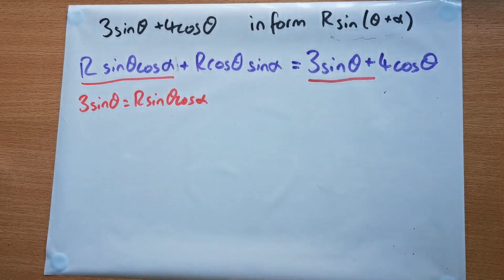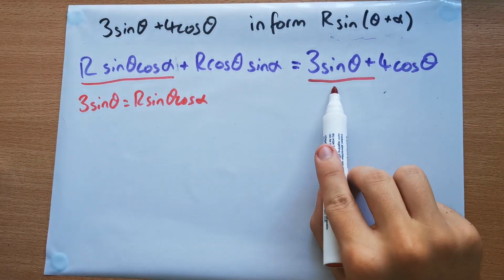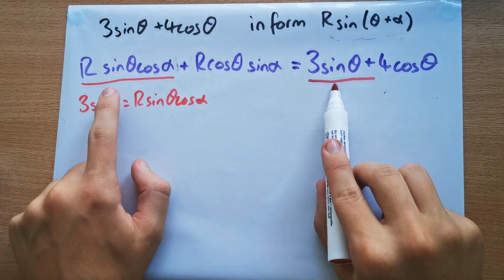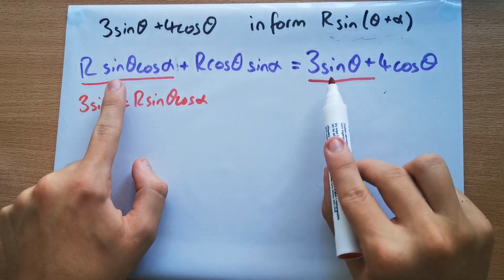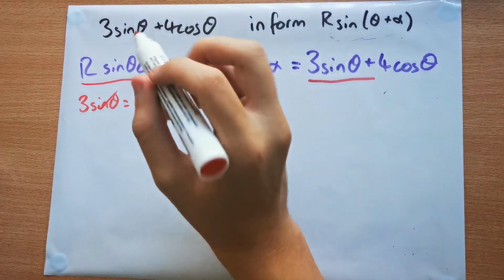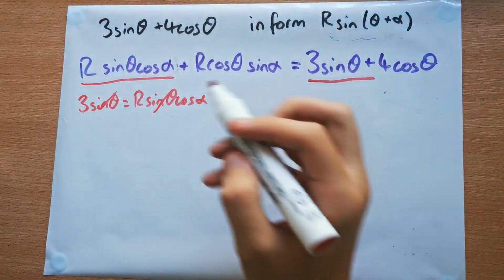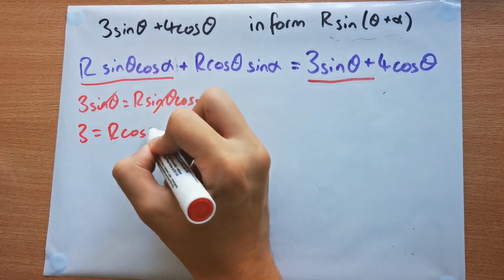And if you're confused as to why I'm not including that at all, it's because if there's a sine theta here, which has to be the same as the sine theta there, then if those two are going to be the same, that means that r cos alpha has to be equal to 3. The rest of it has to be equal to the rest of that one. Cancel it, so 3 equals r cos alpha, sorry.